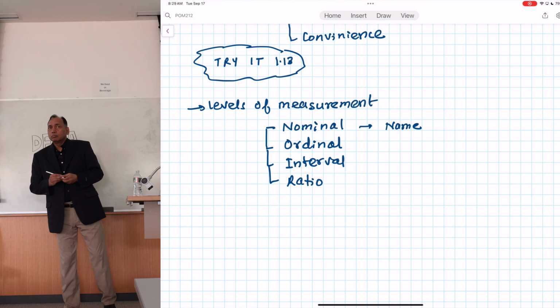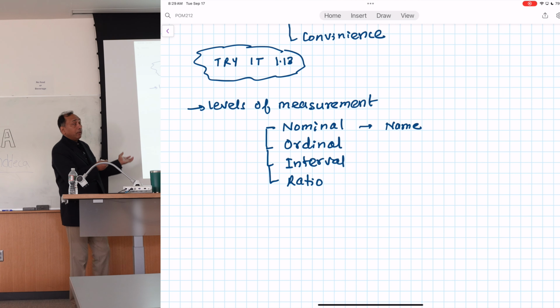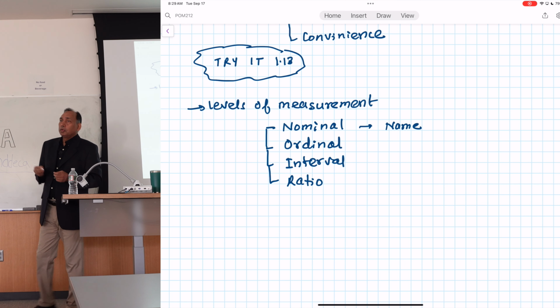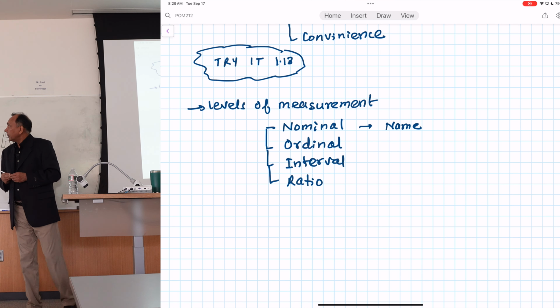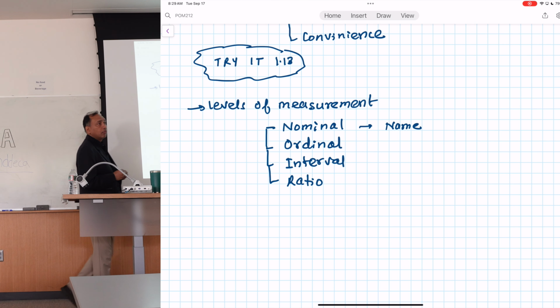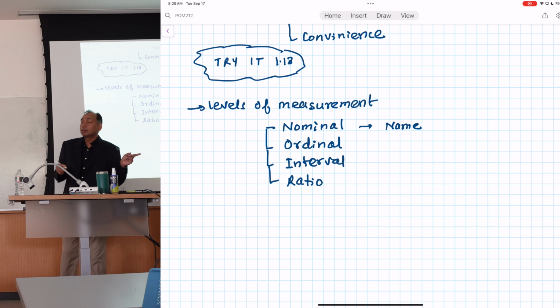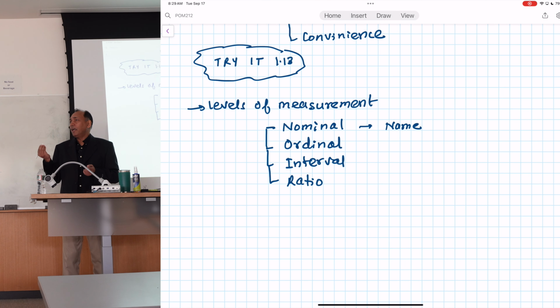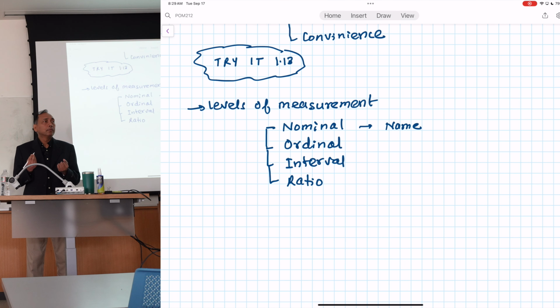It's just a name. It could be name of buildings, name of classrooms. For example, this is like CCB 147. So that's nominal data. A student's name can be text. A student may also be identified using a number, student IDs.